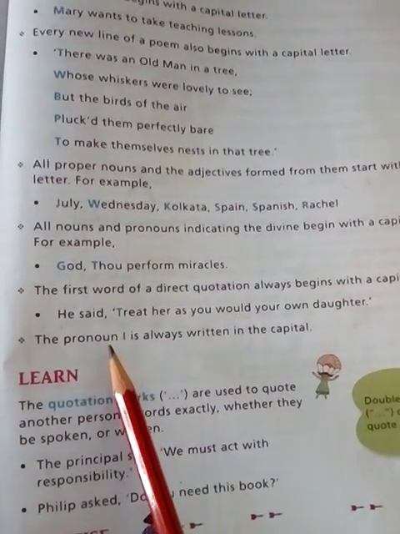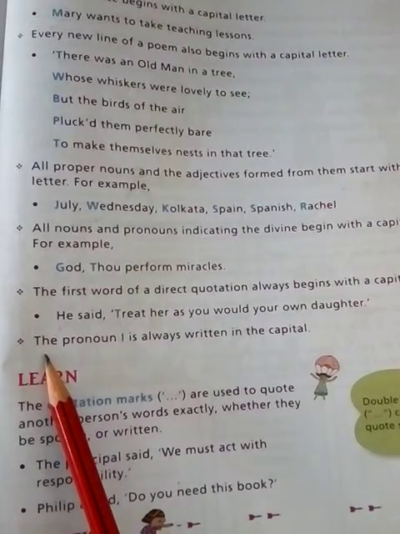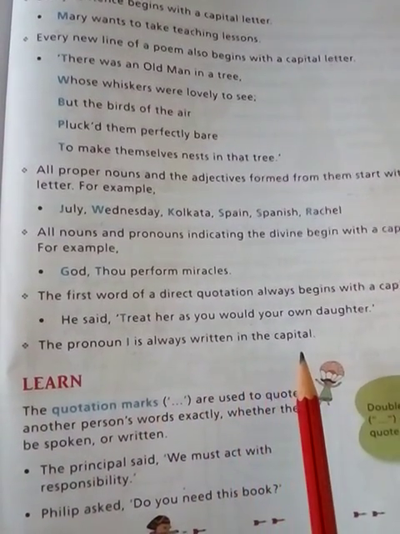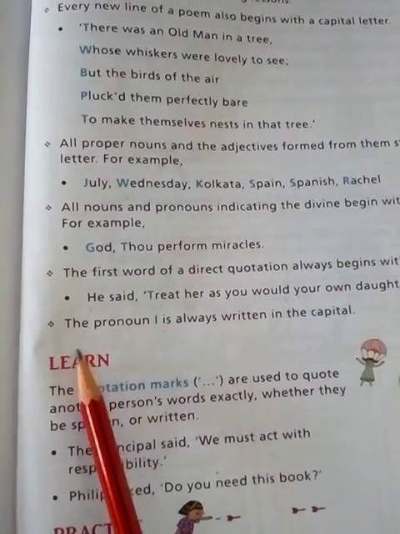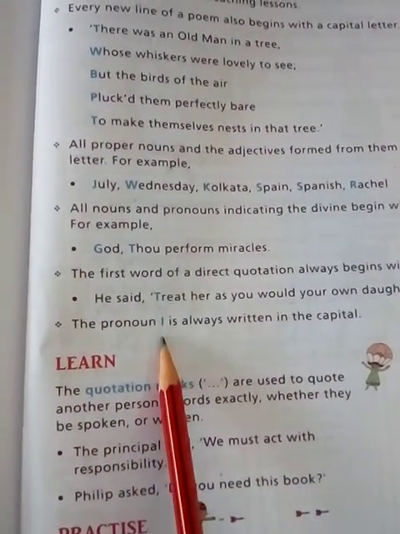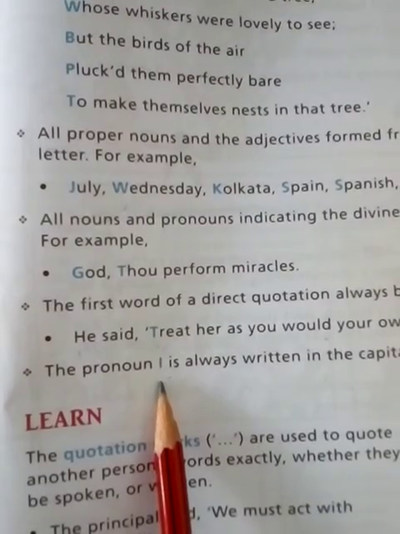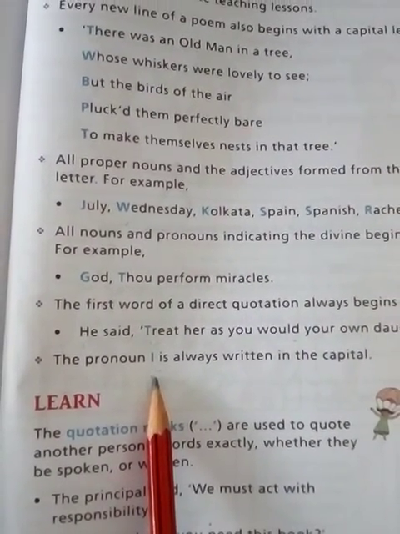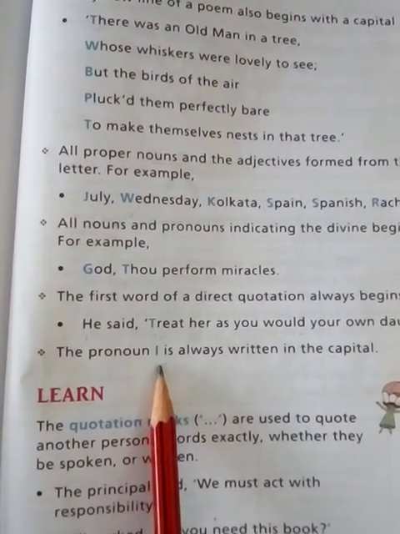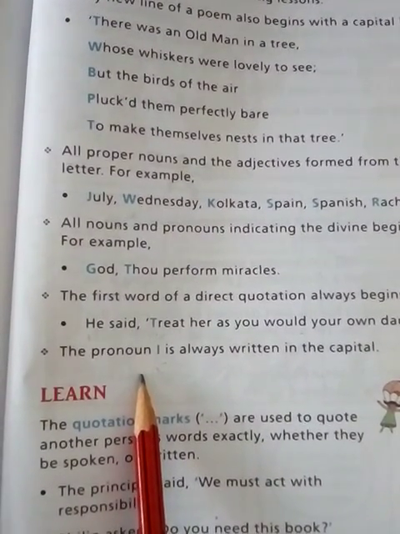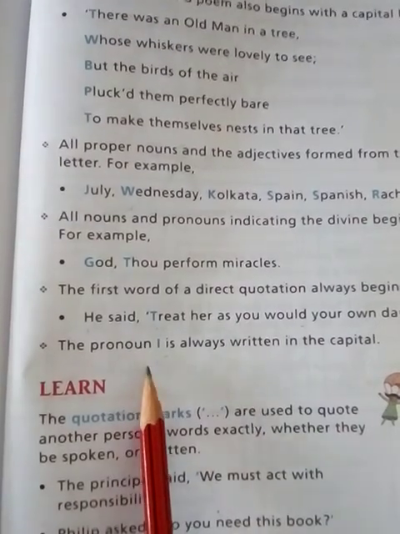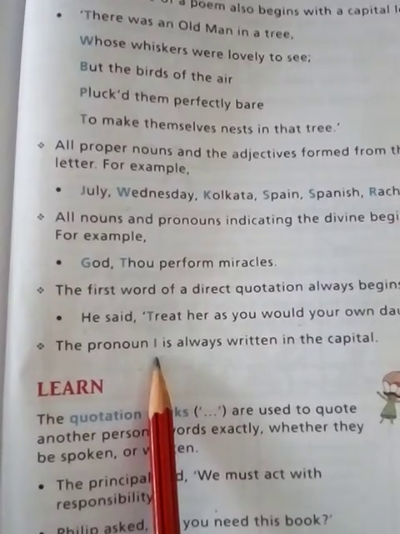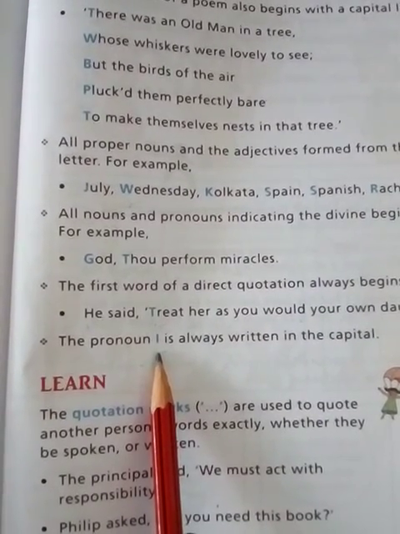Now the last is the pronoun I, which is always written in a capital letter while writing a sentence. If it comes at the starting, middle or at the ending, it is always capital if we write I for a person, the first person.